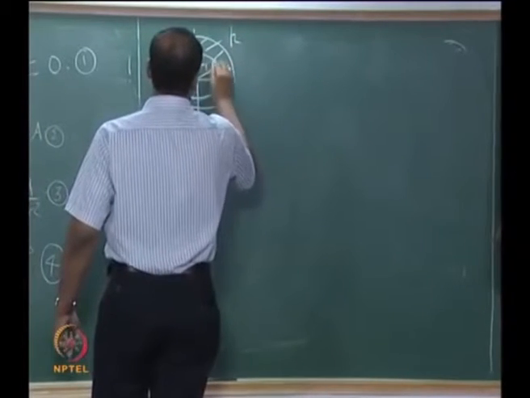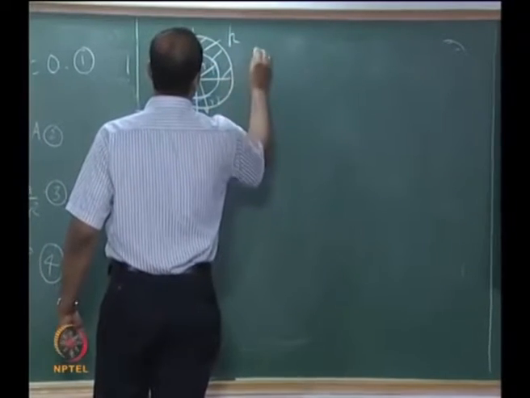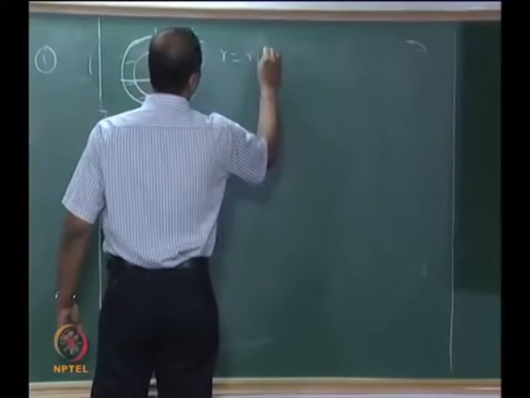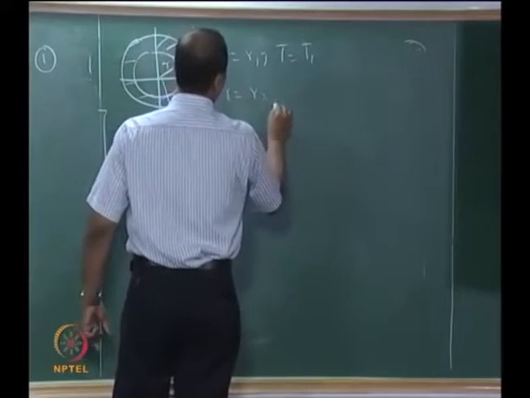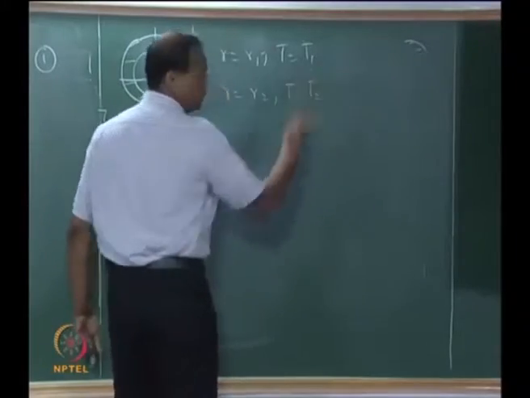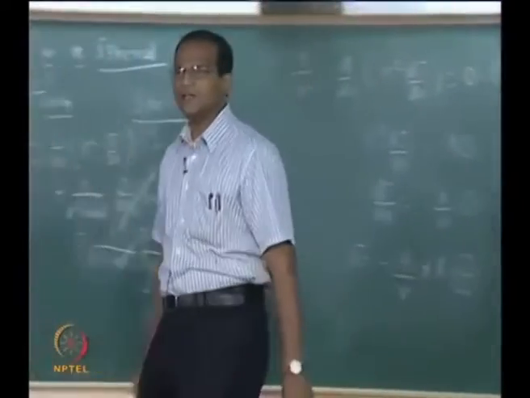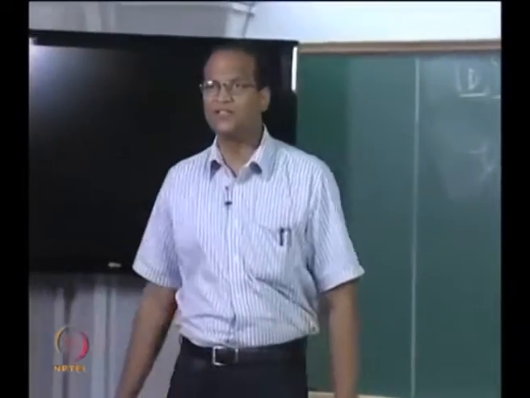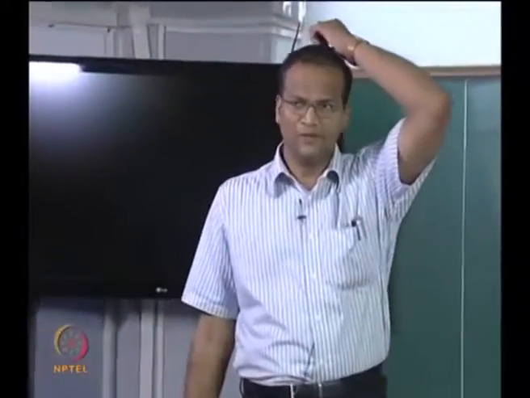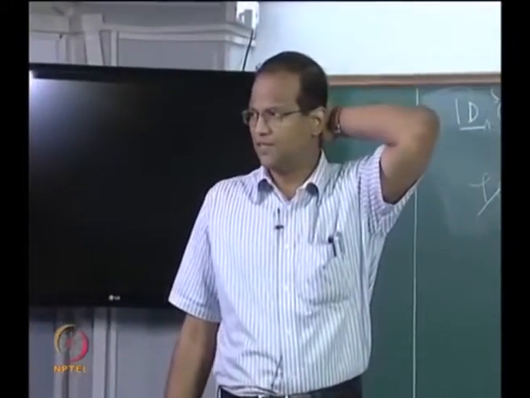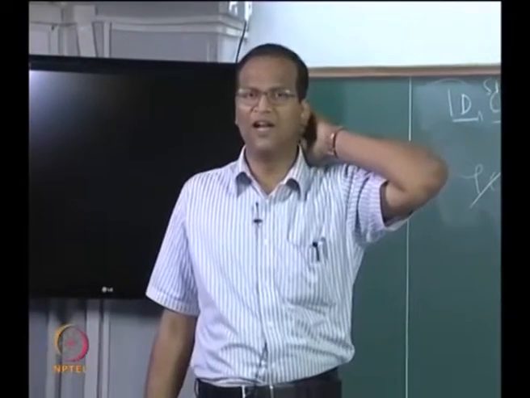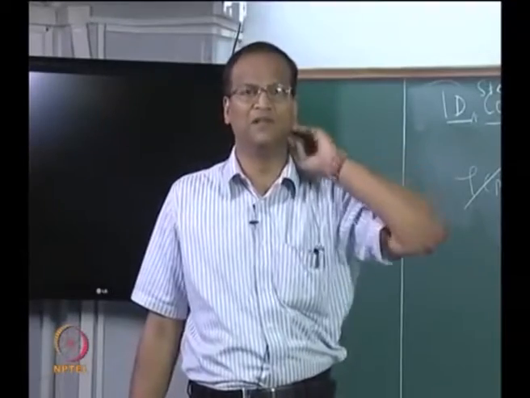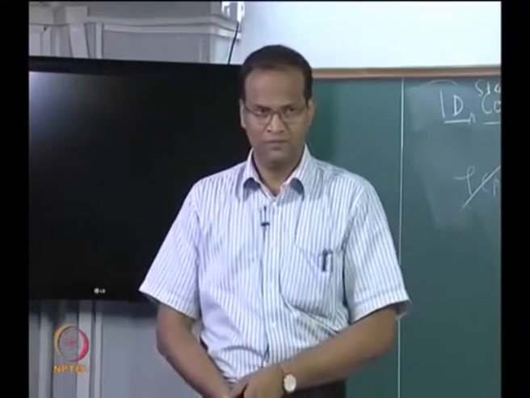K, R1, R2. Let us take a spherical shell of thickness R2 minus R1, at R equal to R1 temperature is T1, at R equal to R2 temperature equal to T2. Even if we do not know directly, we can get it indirectly exactly in the same way as we did for problem 45. Okay.